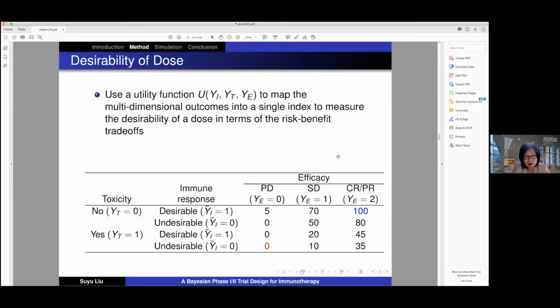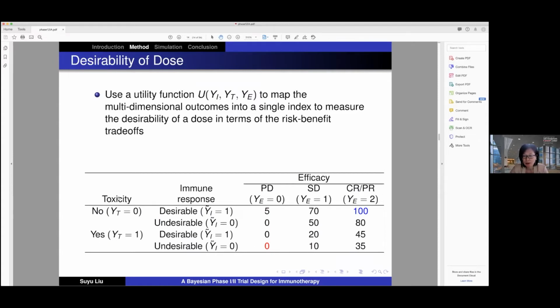To define the desirability of the dose, we use a utility function approach. Here we use a utility function U to map multi-dimensional outcomes into a single index to measure the desirability of a dose in terms of risk-benefit trade-offs. This table is just an example of the utility function used in the proposed design. To simplify the utility score elicitation, we dichotomize the immune response as desirable and undesirable. Through this, we find the most undesirable scenario, which is when we have toxicity, an undesirable immune response, and efficacy being progressive disease. Then we give a score 0.